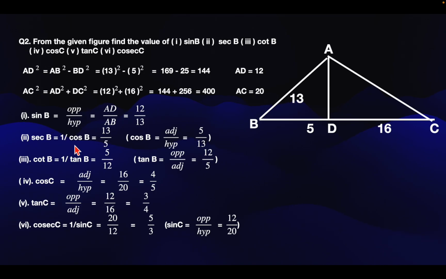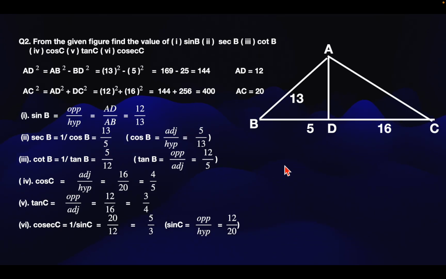Sec B is 1 upon cos B. First find out what is cos B. Adjacent upon hypotenuse, 5 upon 13. So the reciprocal, 13 upon 5, is sec B. Cot B is 1 upon tan B. Write down tan B, opposite upon adjacent, so 12 upon 5. So cot B is 5 upon 12.